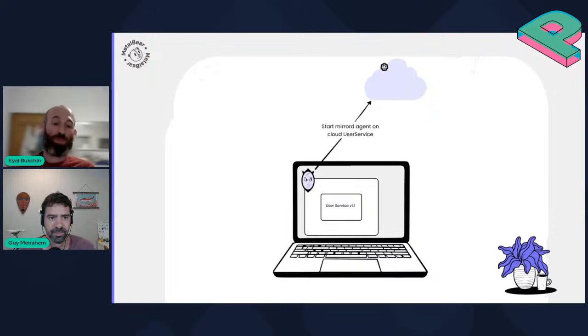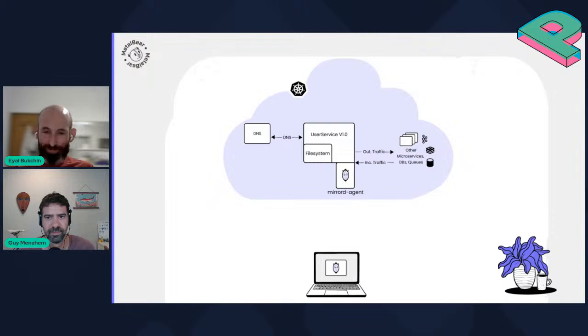So when you execute MirrorD, you have to give it your local process. You're going to say, I want to run user service 1.1 in the context of 1.0 in the cloud. And the first thing that happens is that we start the MirrorD agent on the cloud. The agent is going to run on the same network namespace, on the same node as user service version 1.0, as the pod that's running it.